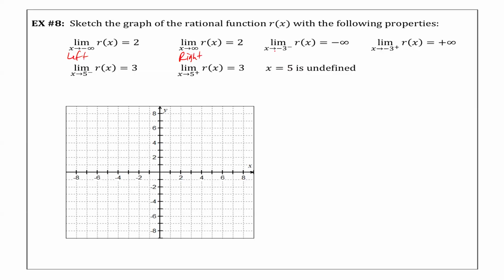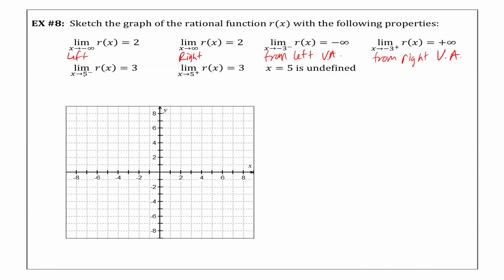This says limit as x goes to negative 3 from the left. From the left means that you are either approaching a hole or a vertical asymptote. And since it's going to negative infinity, that means I'm approaching a vertical asymptote. Okay, here, this time I'm coming from the right. And again, because I'm heading towards positive infinity, that lets me know it's a vertical asymptote.